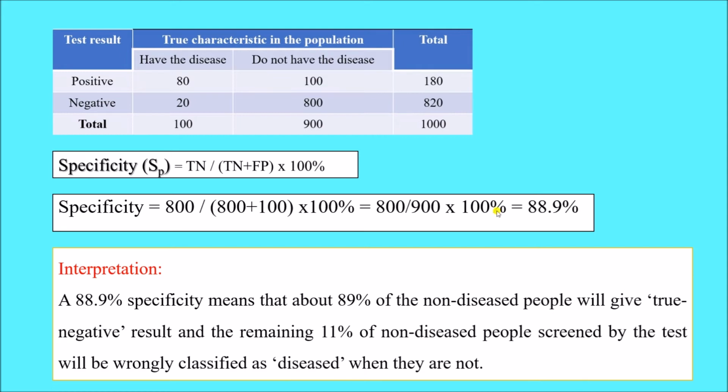So that means this 11% of people, even though they do not have the disease, will still test positive. And since this is a positive result and it is a wrong result, they are the false positives, right? So in spite of having no disease, they will still be classified as diseased, which is wrong. Of course, we want the specificity to be as high as possible, just like sensitivity.